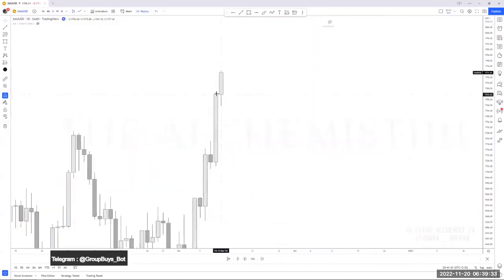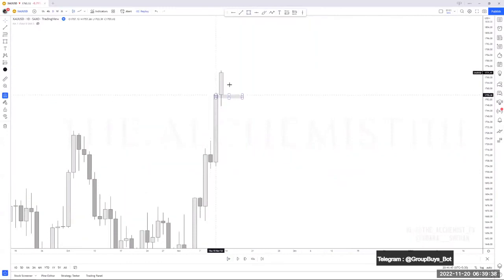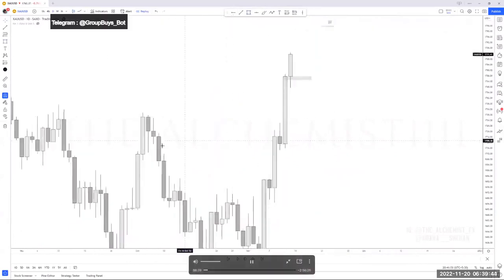So this right here, what is this? This is also a closing price, right? This right here is also a closing price. So these levels can be used as POIs too. Even these areas right here, even these could be used as POIs.